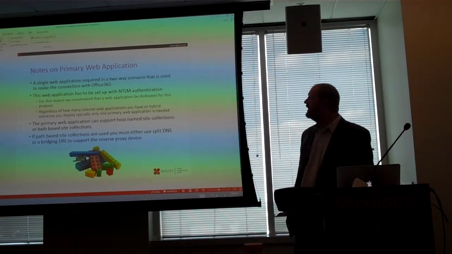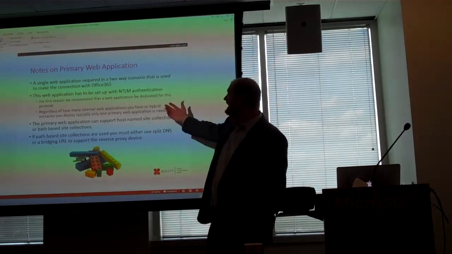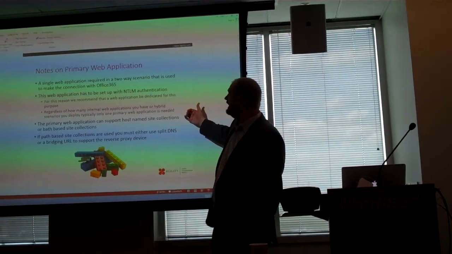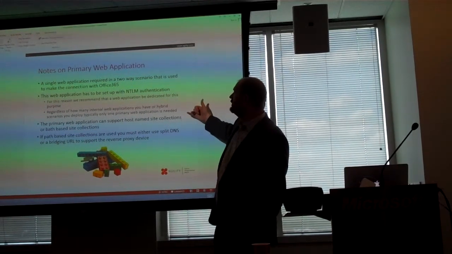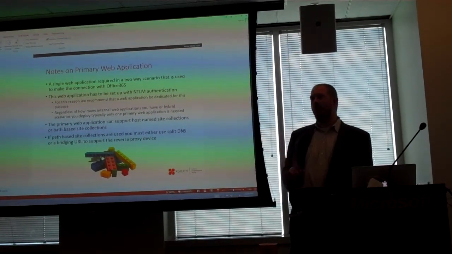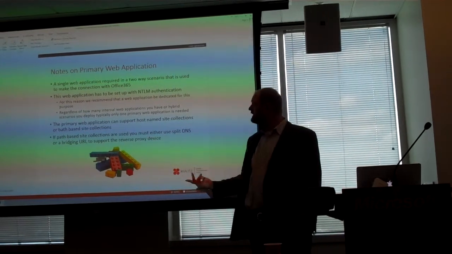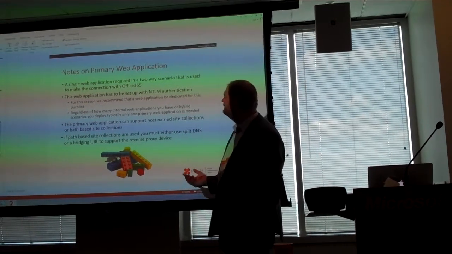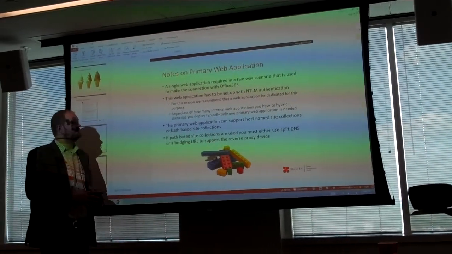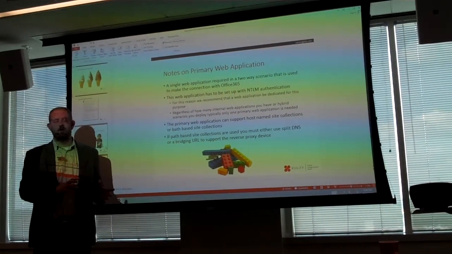A couple of things about the primary web application that's used to bridge that connection. It has to be set up with NTLM authentication. So we recommend that the web application is dedicated for the purpose. Regardless of how many internal web applications you have or how many hybrid scenarios you plan to deploy, you still only need that one web application. The primary web application can support hostname site collections or path-based site collections. If path-based site collections are used, you've either got to use split DNS, or that's when that bridging URL scenario comes into play.